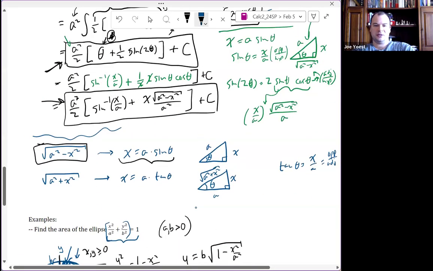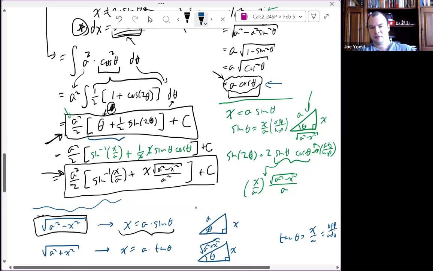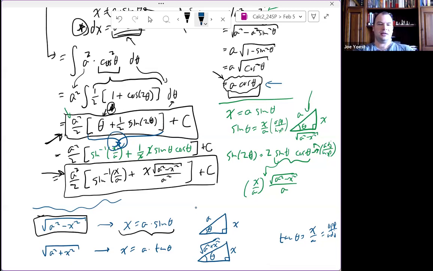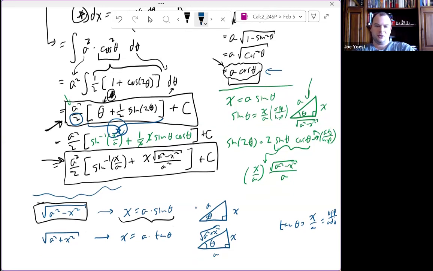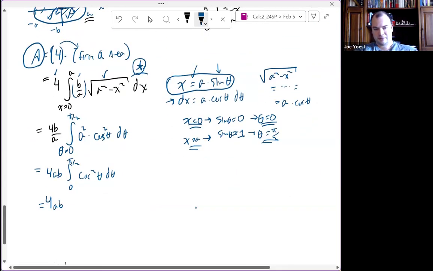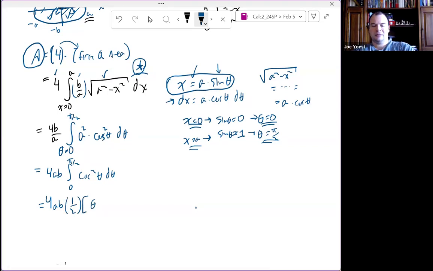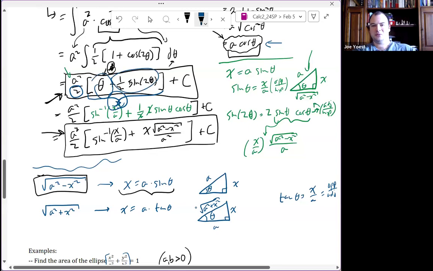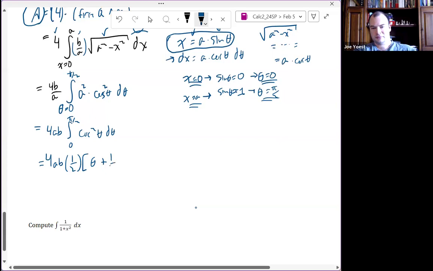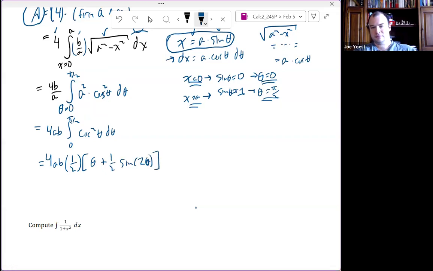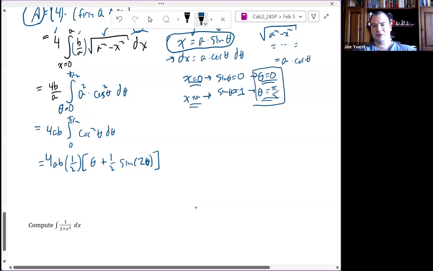I'm going to copy this from above because we're running a little short on time. This was what that'll integrate to. I need to remember this over 2 as well. So 1/2 times theta plus 1/2 sine of 2 theta. I'm not going to put the plus c here. I just need an antiderivative. And this is going to be evaluated from theta equals 0 to pi over 2. I'm not moving back into the x world because I've changed my bounds of integration over to correspond to theta.